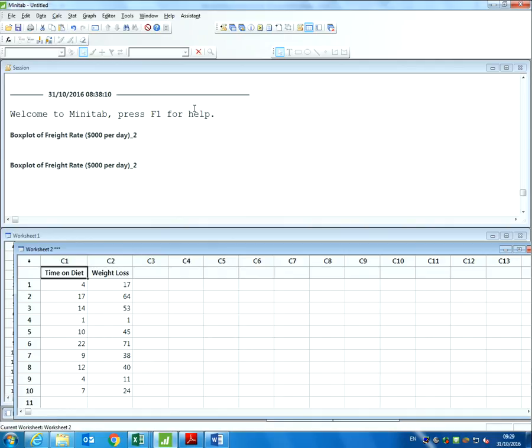we have an x-axis and a y-axis. Okay, we've got two variables, haven't we? Time on diet, weight loss. So, how do we assign them to the axes of a scatter plot? Time is always x-axis.